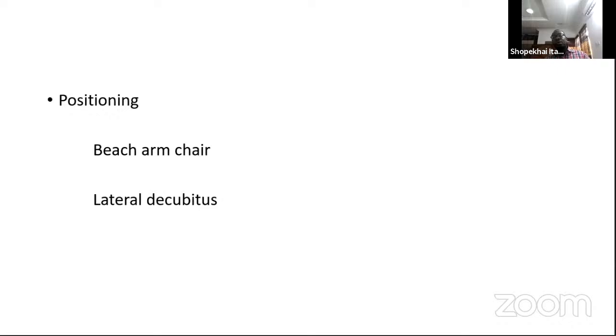The beach armchair has the advantage that it is anatomic, and if you want to convert to an open procedure, it is easy for you to do without having to change the position of the patient, as opposed to the lateral decubitus. However, there is a trick to the lateral decubitus, which is a 20 degrees posterior slide of your lateral decubitus position. That allows for, if you want to do a mini open cuff repair because you are having difficulties doing an arthroscopic cuff repair, you can then easily move into a near supine position and carry out the surgery.